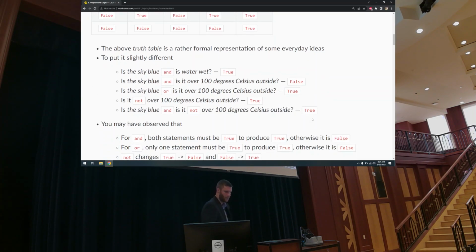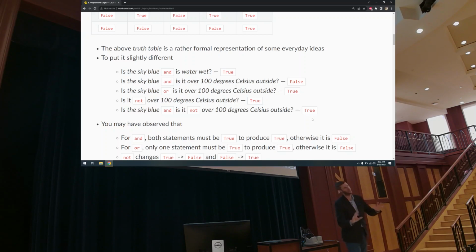So if I ask you, is the sky blue and is water wet? Well, it's true. Is the sky blue and is it over 100 degrees Celsius outside? False. Is the sky blue or is it over 100 degrees Celsius outside? Well, it's true. These are all things you're familiar with, but I was emphasizing last time, and I want to hit it again.